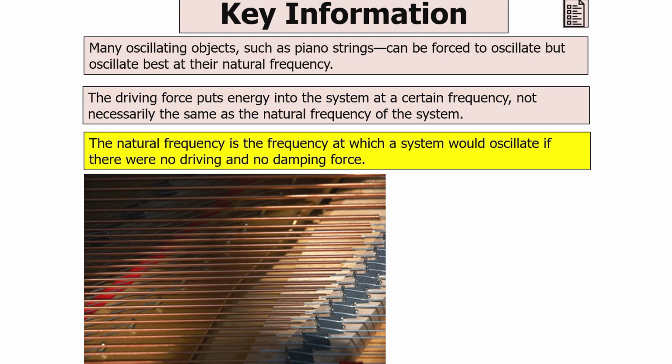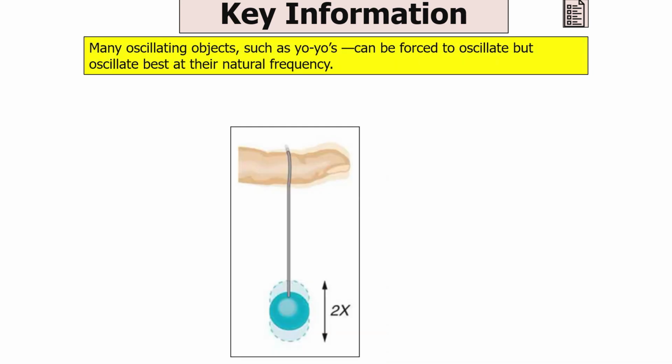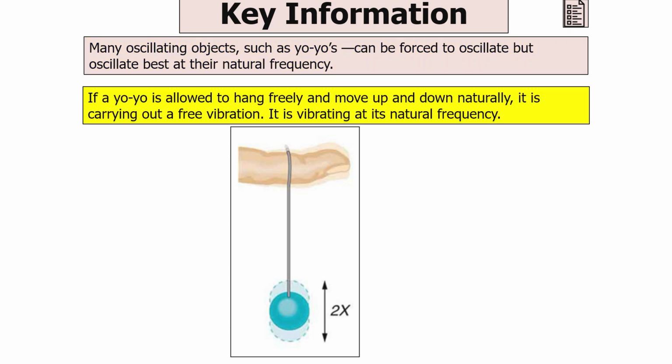The natural frequency is the frequency at which a system would oscillate if there was no driving or dampening force. Many oscillating objects, such as yo-yos, can be forced to oscillate, but oscillate best at their natural frequency. If a yo-yo is allowed to hang freely and move up and down naturally, it's carrying out a free vibration. It's vibrating at its natural frequency.